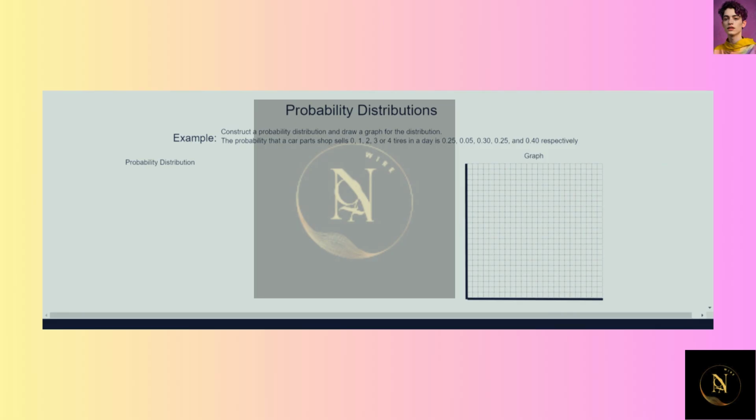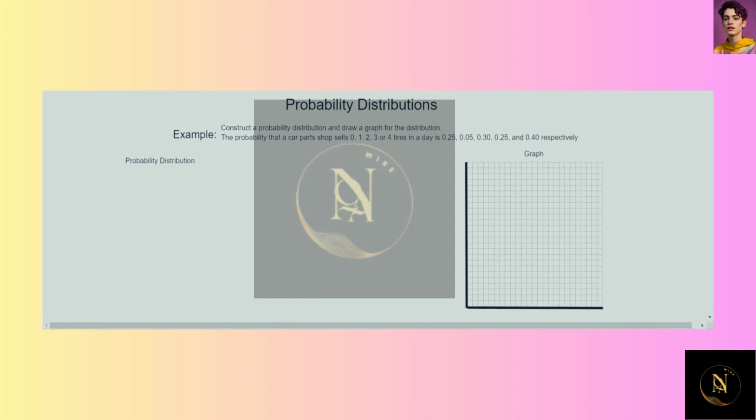Hello, today we'll be continuing our discussions of probability distributions. And today we will be constructing a probability distribution and drawing a graph for the distribution based on the example provided here. And our example today is the probability that a car parts shop sells 0, 1, 2, 3, or 4 tires in a day is 0.25, 0.5, 0.05, 0.3, 0.25, and 0.4 respectively.